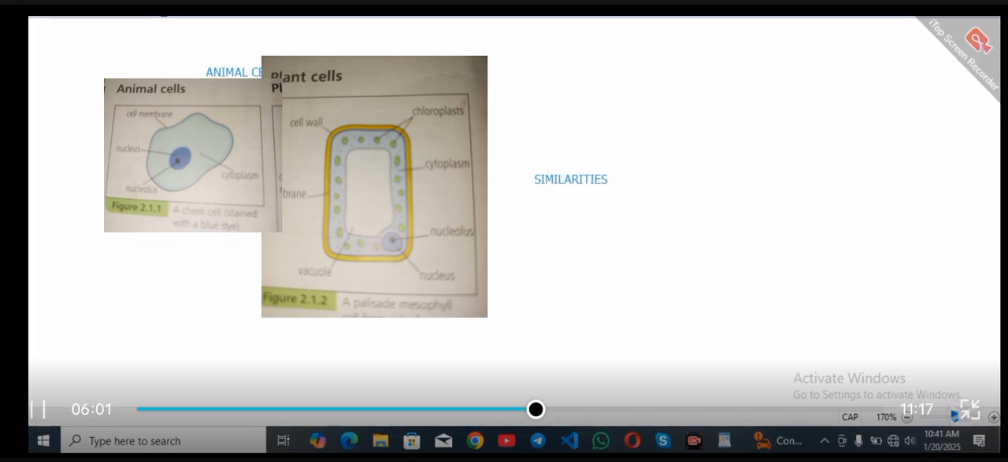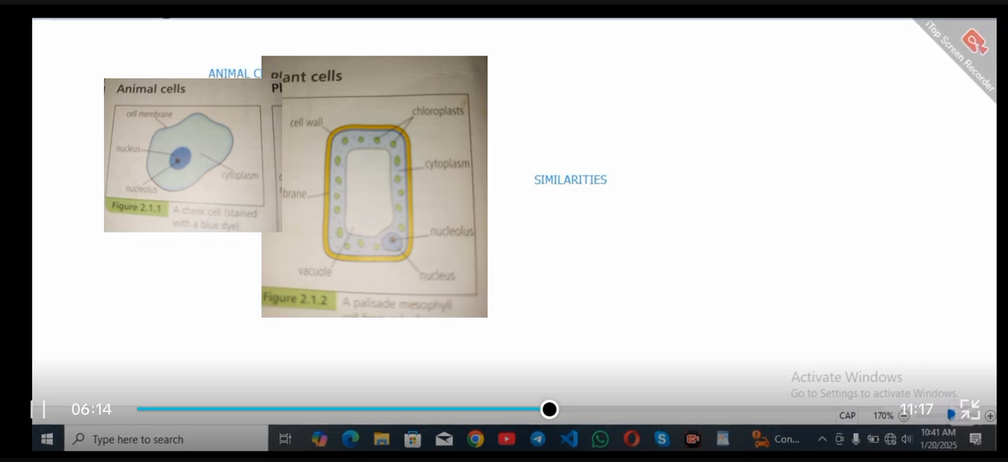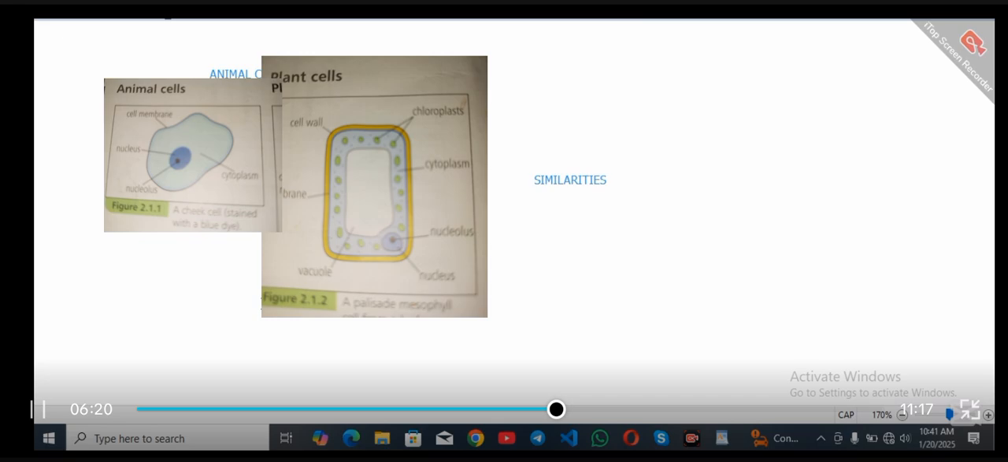Plant cells have a definite shape due to their cell walls. So that's number one difference, that plant cells have a definite cell wall. The next difference is that plant cells possess chloroplast, whereas animal cells do not possess chloroplast.